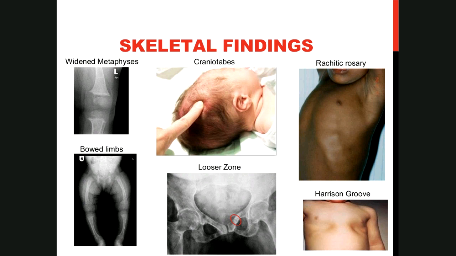Rachitic rosary occurs because of an enlargement of the costochondral junction. We have the Harrison groove, which is caused by the softened lower ribs being pulled inwards by diaphragmatic attachments. Bowed limbs are extremely common in rickets. And then in this final picture right here in the bottom middle, you can see something called a Looser zone. So Looser zones are considered a characteristic, almost pathognomonic radiologic finding in osteomalacia. They are pseudo-fractures, and they're visualized on radiographs as a very thin radiolucent line with thickened sclerotic borders.